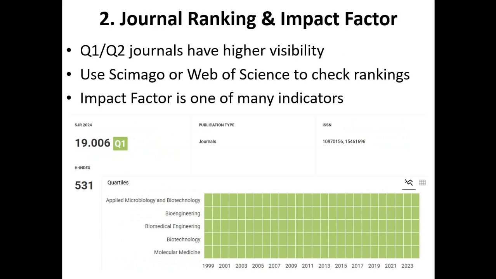Then check the journal's rank. Q1 and Q2 journals are usually the highest quality. You can use, for example, Scimago or Web of Science to compare impact factors and quartiles.